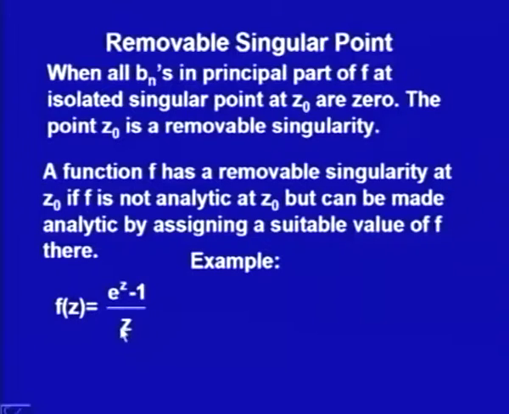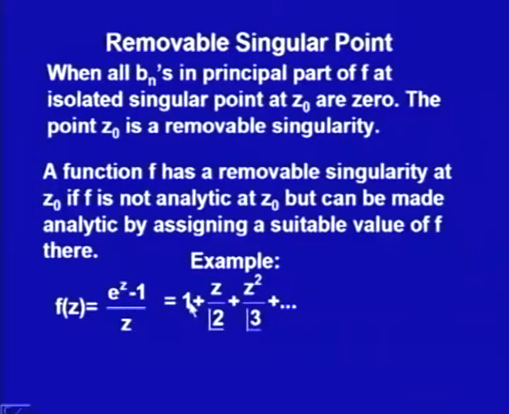Let us write the Maclaurin expansion for e to the power z, that is 1 plus z plus z square upon factorial 2 and so on. So, 1 and minus 1 cancel out, and dividing by z, we get 1 plus z upon factorial 2 plus z square upon factorial 3 and so on. Since at z equal to 0 this function is not analytic, z equal to 0 is an isolated singularity.